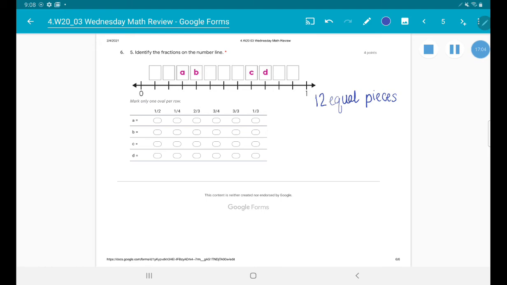No. Let's think about the factors of 12. What are the factors of 12? What numbers can I multiply together to equal 12? 1 times 12, 6 times 2, 4 times 3, and 3 times 4. Do you notice anything about the denominators in our answer choices and the factors that we just listed?